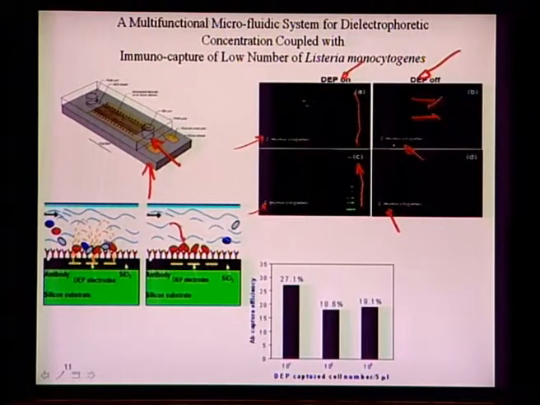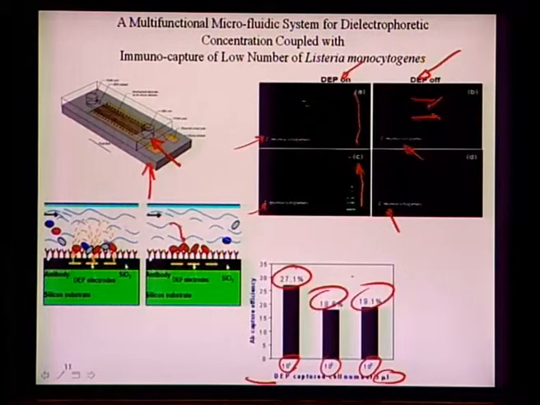So, per 5 microliters, the number of cells which are captured with DEP: for 10 cells the capture efficiency is about 27.1, for 100 cells the capture efficiency is about 18.6, and for 1000 cells the capture efficiency is close to about 19.1 or so. Therefore, with DEP a lot of change happens to the otherwise 1 or 2% capture efficiency.